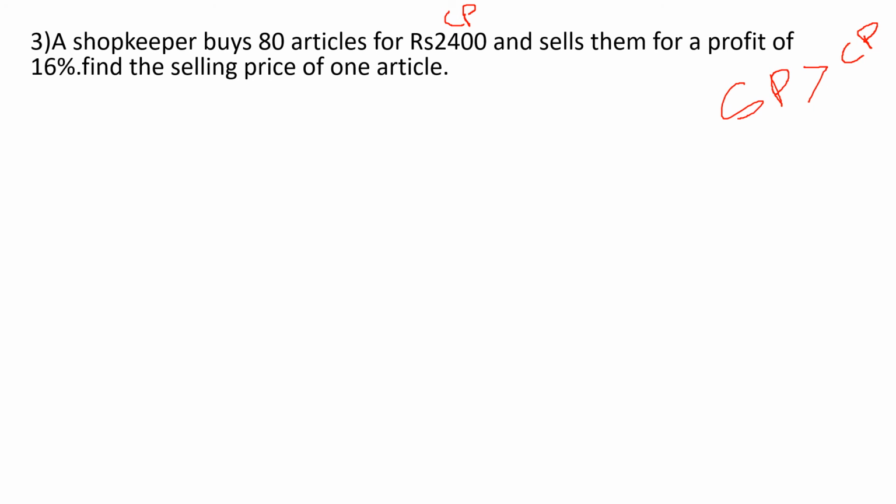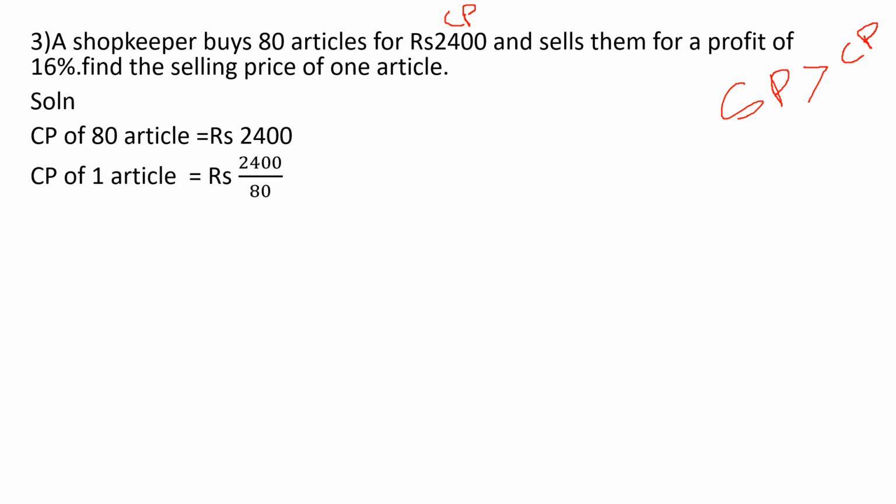So here he sells them for a profit of 16%. The profit percentage is given in the question. Find the selling price of one article. So what do you want to find out? The selling price of one article. First you have to write the given: cost price of 80 articles is equal to 2400. For one article, how will you find it? 2400 divided by 80. So the cost price of one article is equal to 2400 divided by 80. Cancel it.